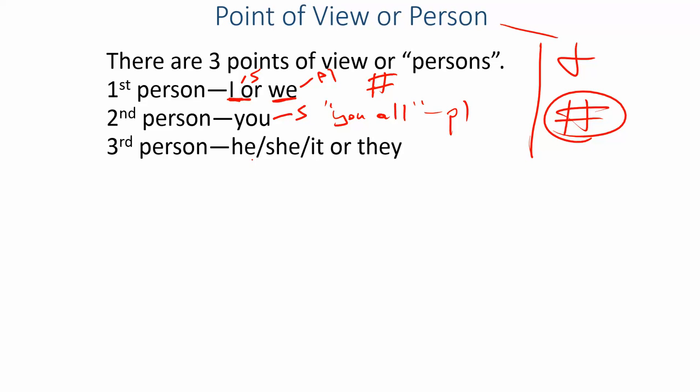Third person is when the speaker is talking about somebody that is more distant from them, removed from them. And you get the pronouns "he," "she," and "it." You also get the pronoun "they." "He," "she," and "it," of course, are all singular. "They" is the plural form.